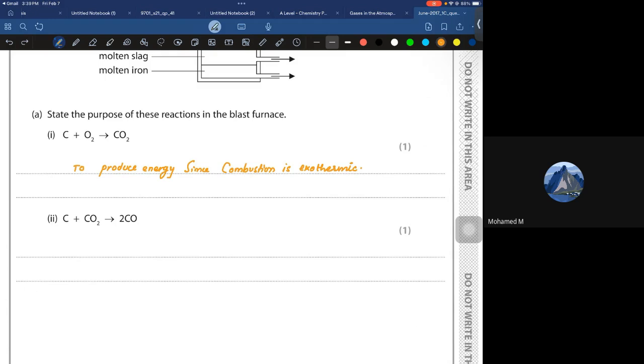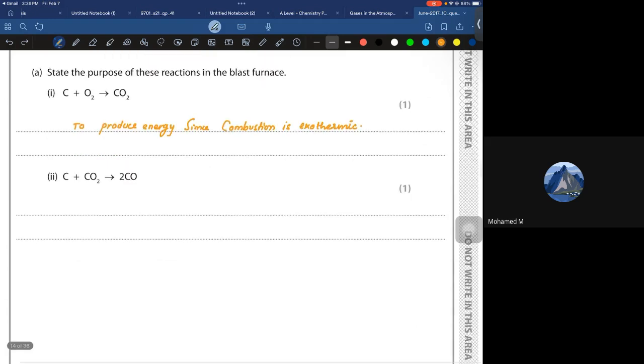So what am I supposed to write in this? I would say, okay, to produce the reducing agent.